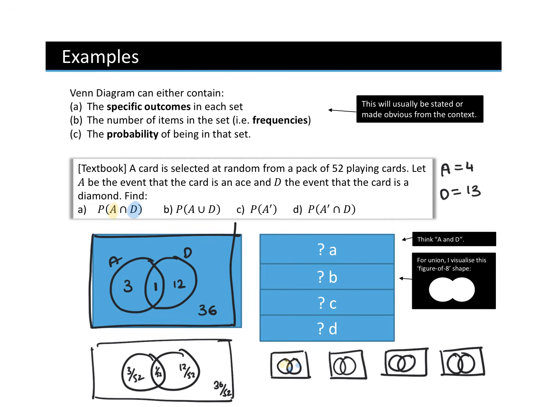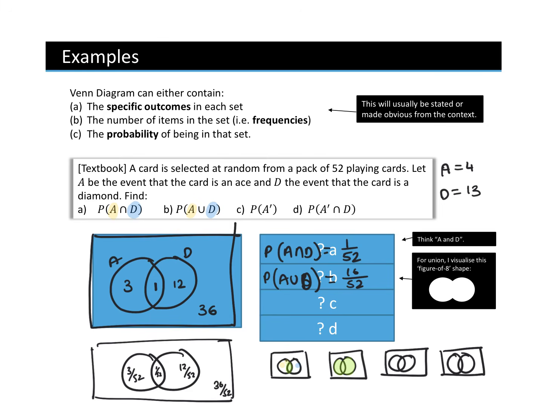Intersection, where do they intersect? So I actually want this part in the middle. The probability of A intersection D is 1 out of 52. Okay, the next one, probability of A is there and there. Probability of D, here and here. It wants the union, so anywhere where I've just put dots. So it wants this whole one here. So this is the probability of A union D, A or D, which is 16 out of 52, because I'm going to add them all up.